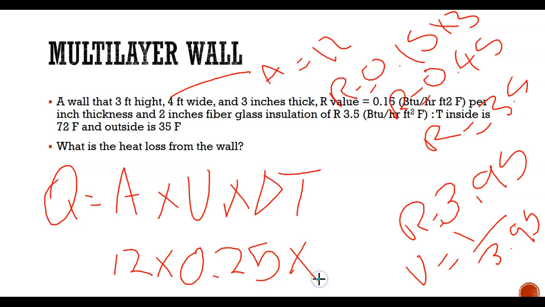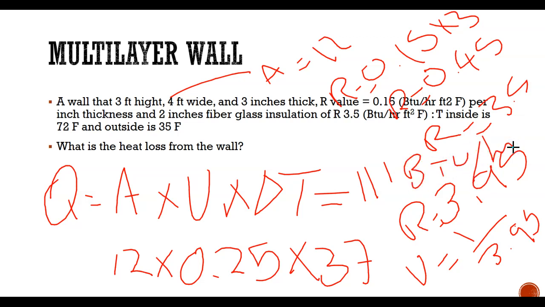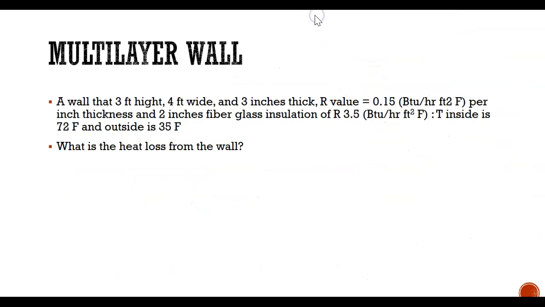And times delta T, which is 72 minus 35, 37. So what would be the total for this? 37 times 0.25 times 12, we get 111 BTU per hour. I know it's kind of messy, but if you follow through, you'll get that number over here. That's just a refresher of multi-layer wall.